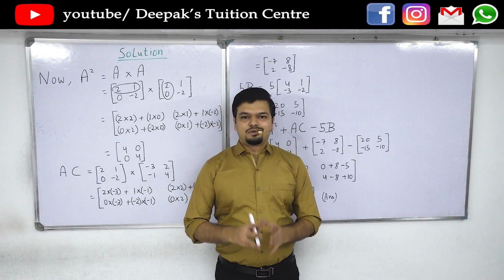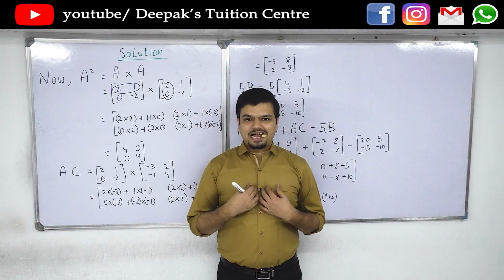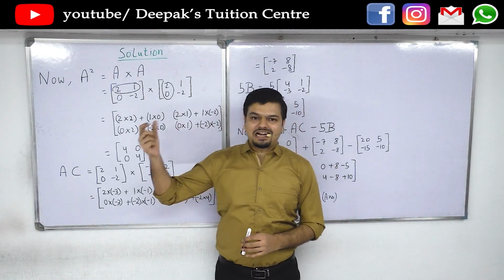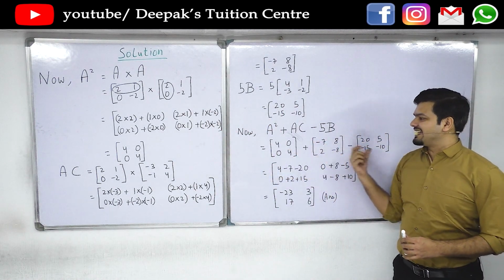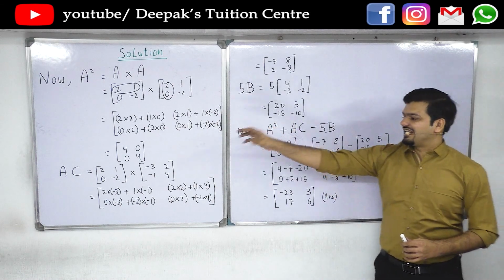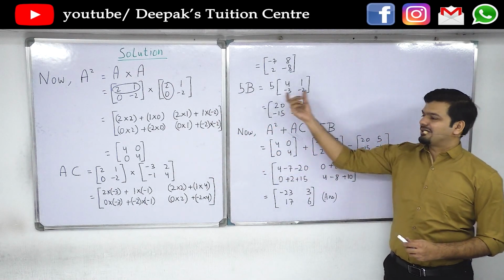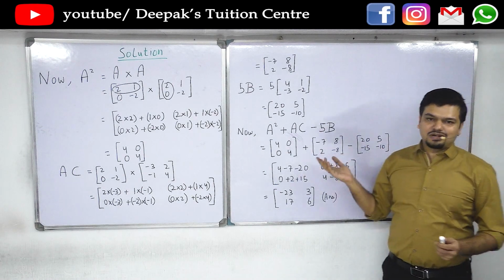To solve the sum, you can choose one of two methods. First is, you can do like me. I have calculated every term of the expression separately and then put it in the expression. So I have calculated A square separately, AC separately, and 5B separately, and simply put them in the expression and solved it.